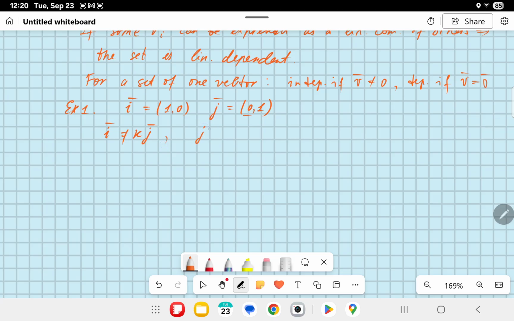Same is going to happen with the j vector. We cannot express it as a linear combination of the i vector. No matter what number you plug in here, if you multiply it by this 0, you are still going to get 0. You're not going to get this 1. So, linearly independent.